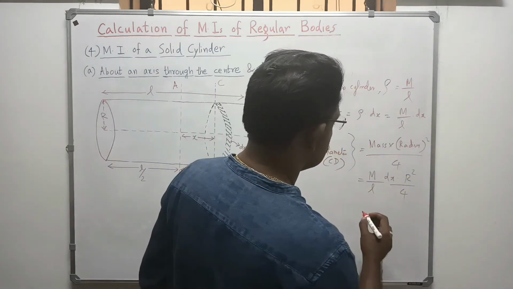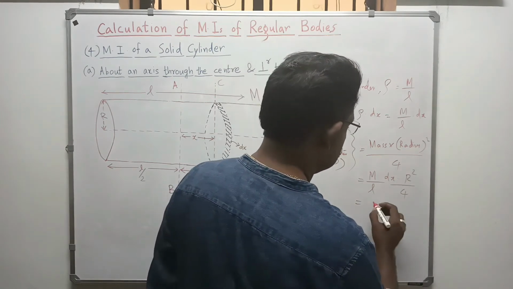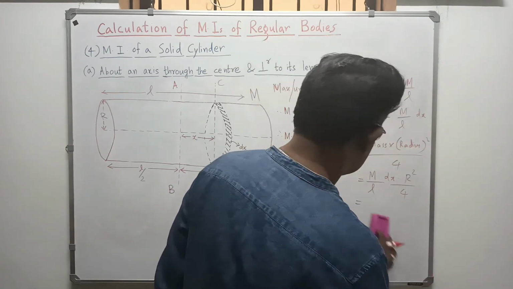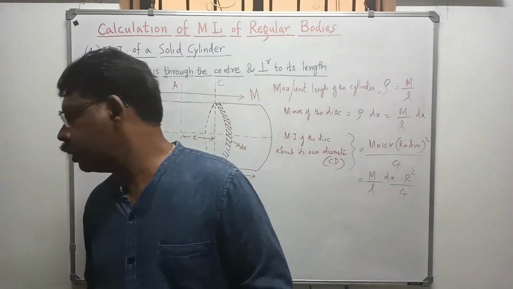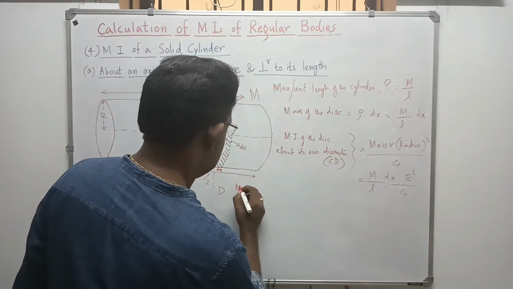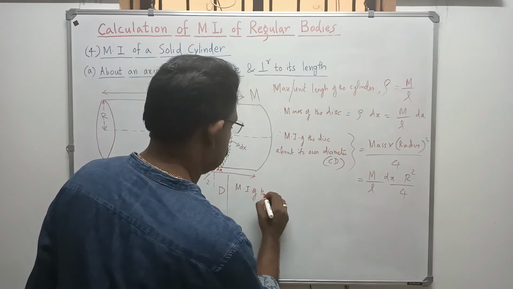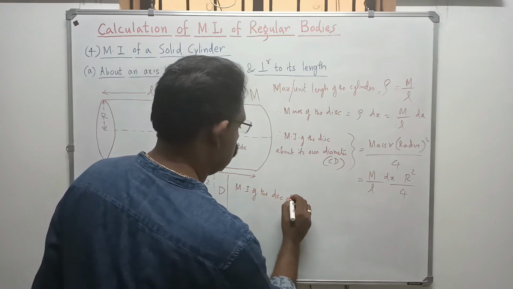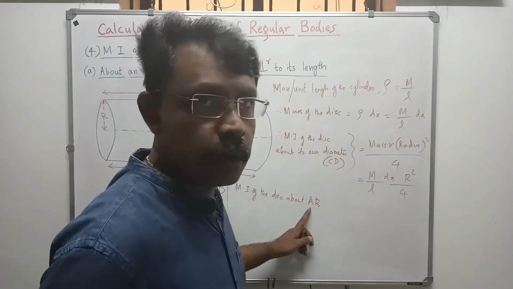So this will be m by L, so it will be like this. Okay, then moment of inertia of the disk about AB. So for doing this, you apply the parallel axis theorem here.